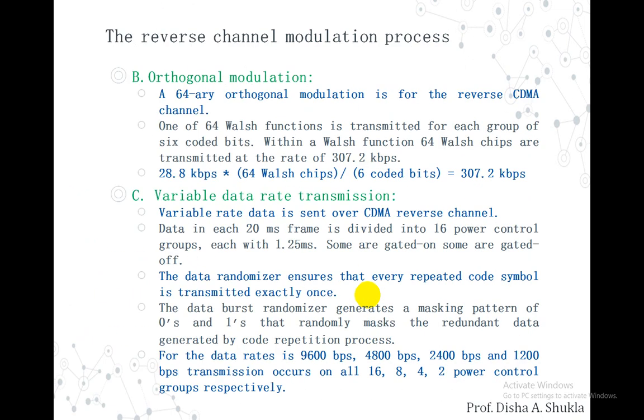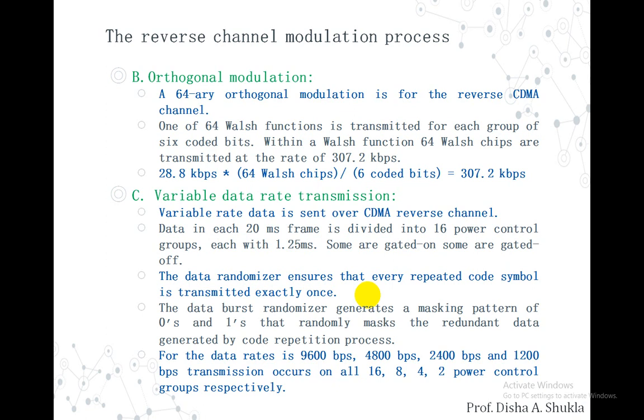The next process is the orthogonal modulation. A 64-ary orthogonal modulation is used for the reverse CDMA channel. One of the 64 Walsh functions is transmitted for each group of 6 coded bits. Within a Walsh symbol, 64 Walsh chips are transmitted at a rate of 307.2 kilochips per second, that is, 28.8 kilosymbols per second times 64 Walsh chips divided by 6 coded bits, which is 307.2 kilochips per second.